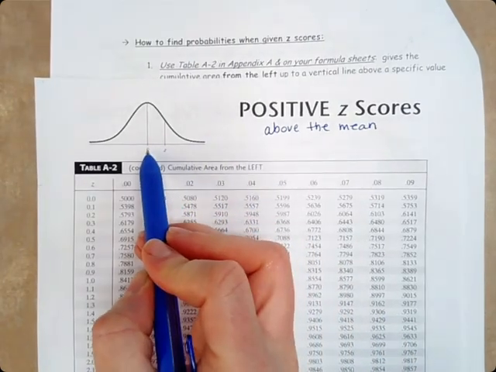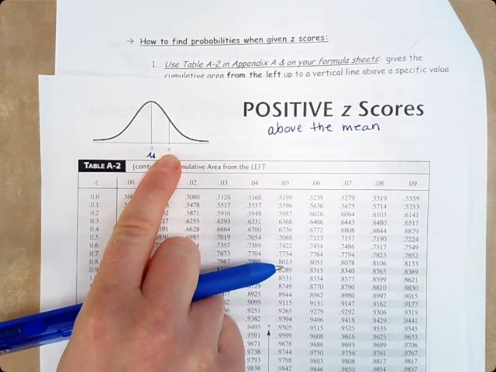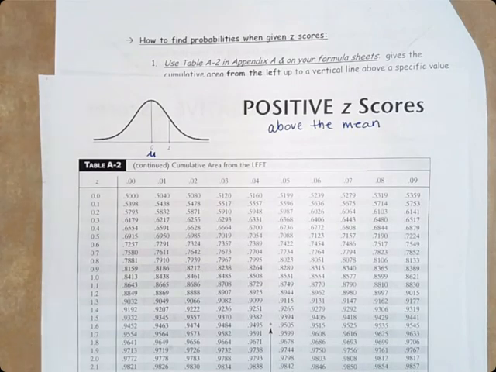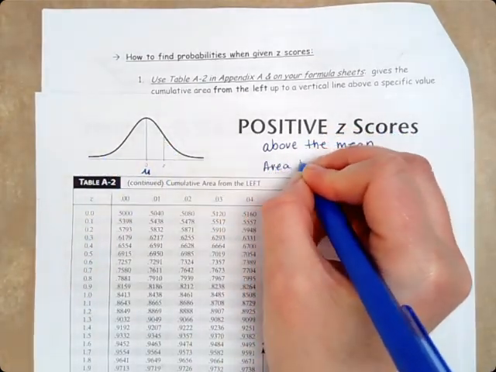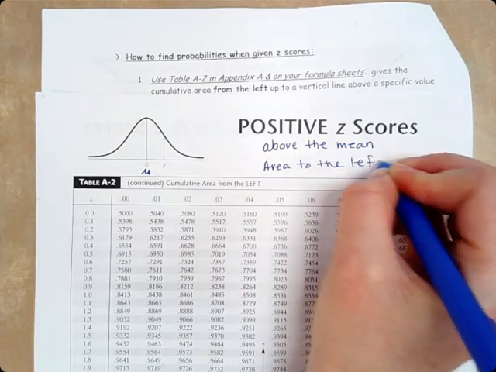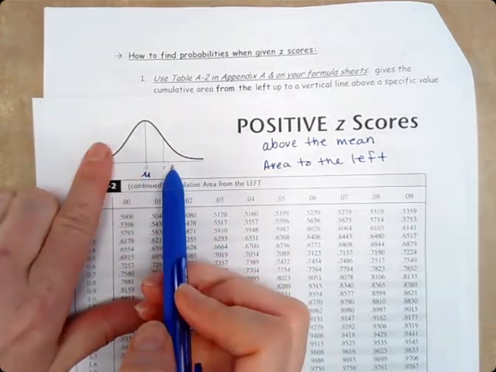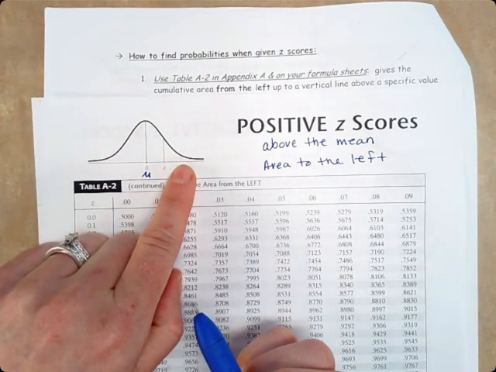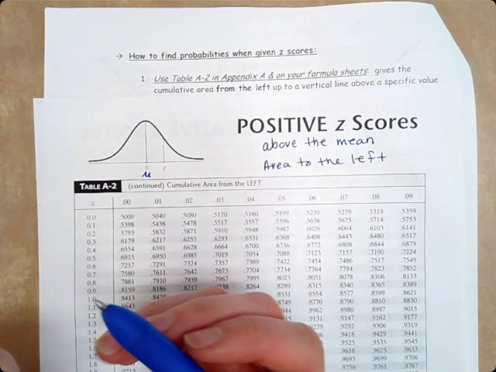So see how this is our mean, which we are classifying as zero because we're just looking at that z-score. If your z-score is zero, that means it is exactly at the mean. And so we're always looking at area to the left. But we can find area to the right. If you think about it, the whole thing is supposed to equal one. If we want to find this little unshaded area to the right, then we do one minus the area to the left. And that's how you'd find the area to the right.